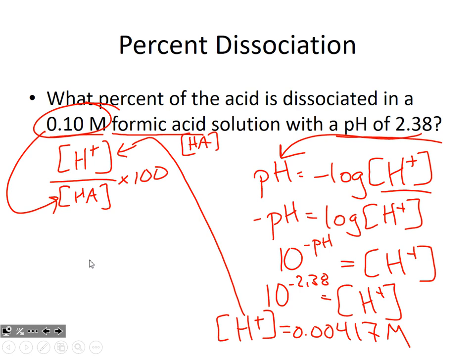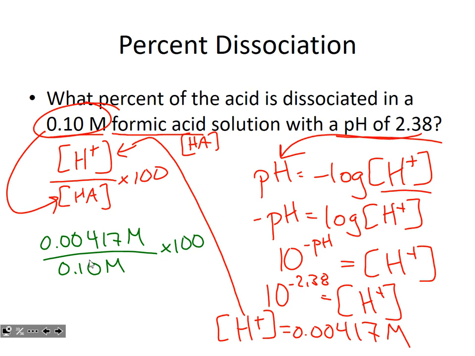Boom, right there. So then solving it, we have all the numbers we need. We know that the hydrogen ion concentration is 0.00417 molar. We know that we started with an initial 0.1 molar weak acid solution. Multiply that by 100. And our percent ionization is 4.17%, which is right in line with a weak acid. In fact, formic acid is a bit on the strong side for weak acid, so I'd actually say this is a fairly strong weak acid.